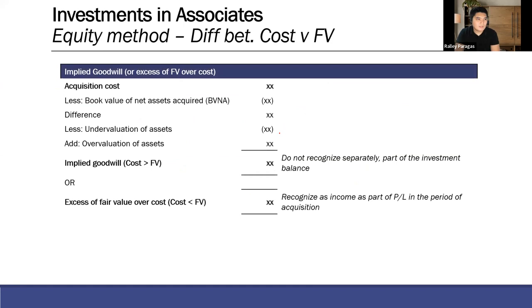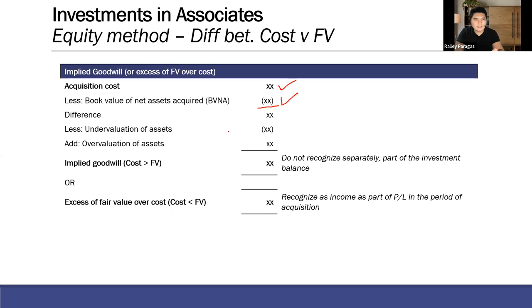Okay, how about the concept of implied goodwill? Sabi natin kanina, again as I've mentioned, pwede rin magkaroon ng implied goodwill pagdating sa investment in associate. It's pretty similar with how we compute your goodwill pagdating mo sa business combinations, PFRS 3 or PFRS 10 consolidations, no? So you start with the acquisition cost first. So magkano yung pinambili mo dun sa investment in associate mo? I-less mo ngayon yung book value of the net assets acquired or BVNA. So any difference you get, okay, yan yung difference ng acquisition cost versus your book value.